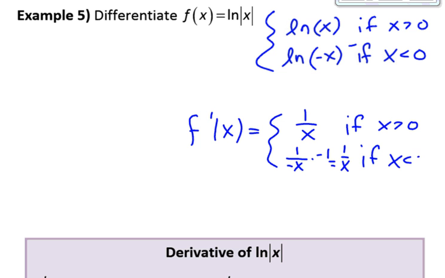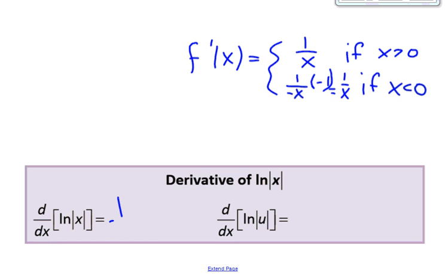So in fact, if you have the natural log of the absolute value of x, then it actually turns out to be the same thing as if I didn't have the absolute value in the first place. So the derivative of the natural log of the absolute value of x is also just simply 1 over x. Okay? So then if you have the natural log of the absolute value of anything, the derivative is simply going to be u prime over u.